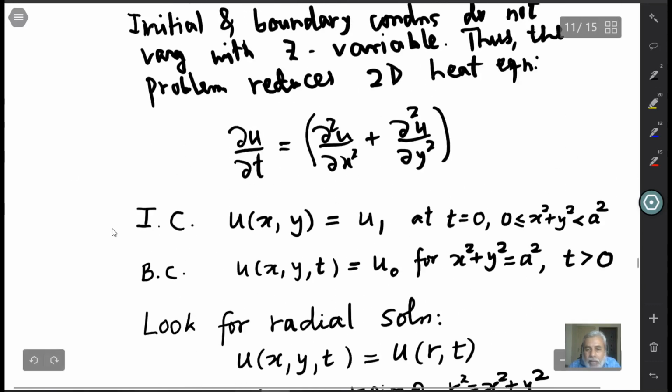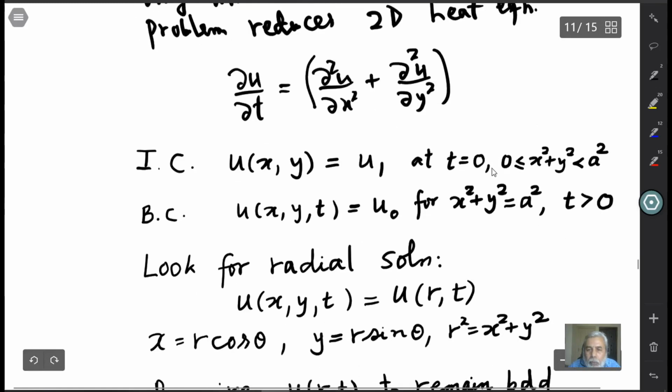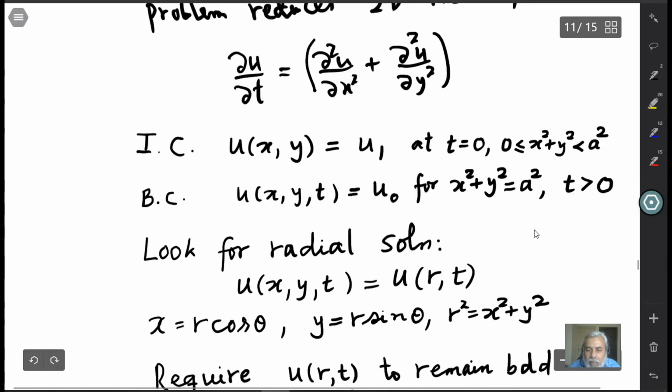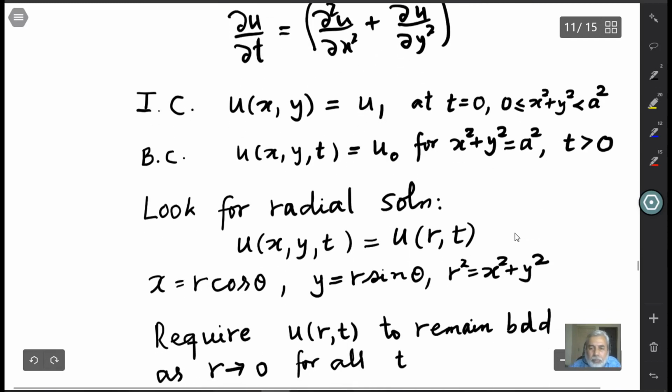Again looking at the geometry, this is just a circular domain, and a is the radius of the circle in the xy plane, centered at the origin. We can look for radial solutions. So u(x,y,t) is equal to u(r,t), where x is equal to r cos theta, y is equal to r sin theta, and r square is equal to x square plus y square. So these are the polar coordinates in two dimensions.